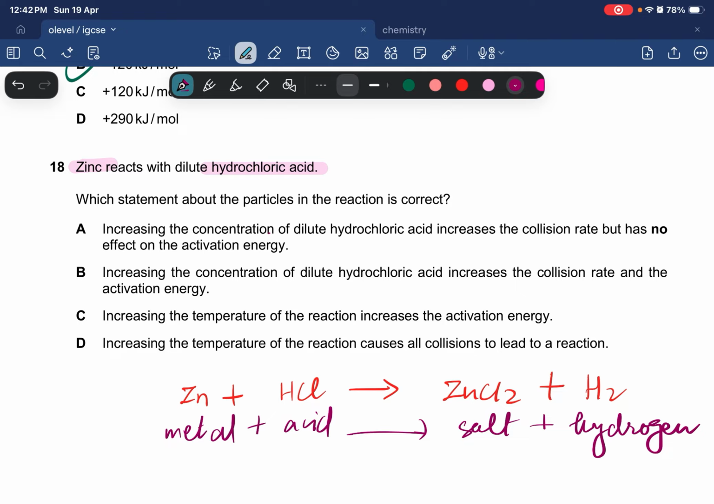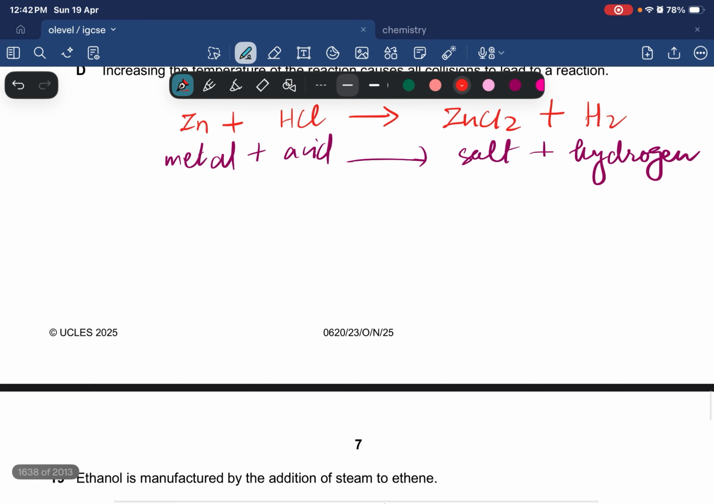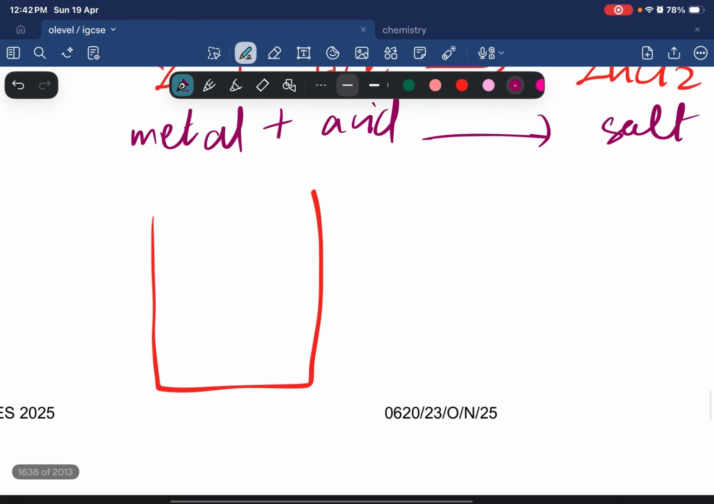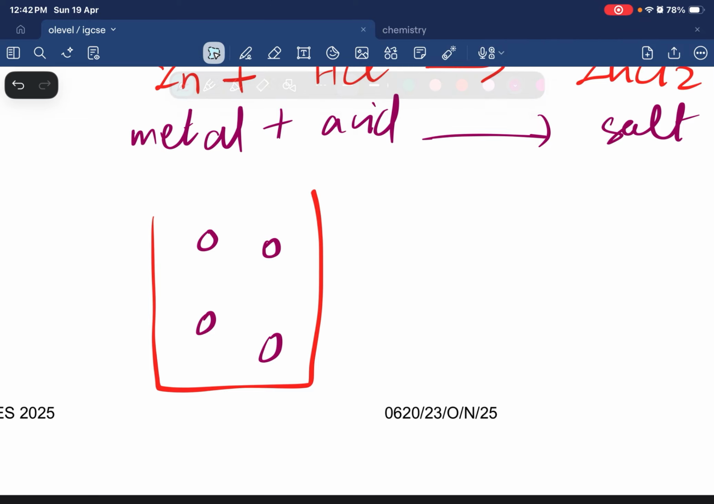Increasing the concentration of dilute hydrochloric acid increases the collision rate but has no effect on the activation energy. That is 100% correct. Because when you increase the concentration, look, I'm going to show you. This is my acid number 1, okay? It has 1, 2, 3, 4 particles.